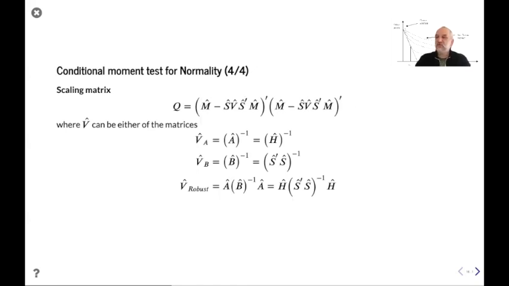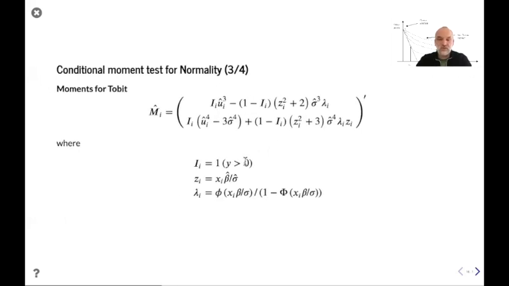Then the last step is just to check whether that is chi-squared distributed with 1 degree or with 2 degrees of freedom. Now, you don't have to impose both of these restrictions. You can just have a single moment. If you want to test, for example, whether the skewness implied by the Tobit model is in accordance with our assumptions, then you include only the first moment and make the test with 1 degree of freedom.